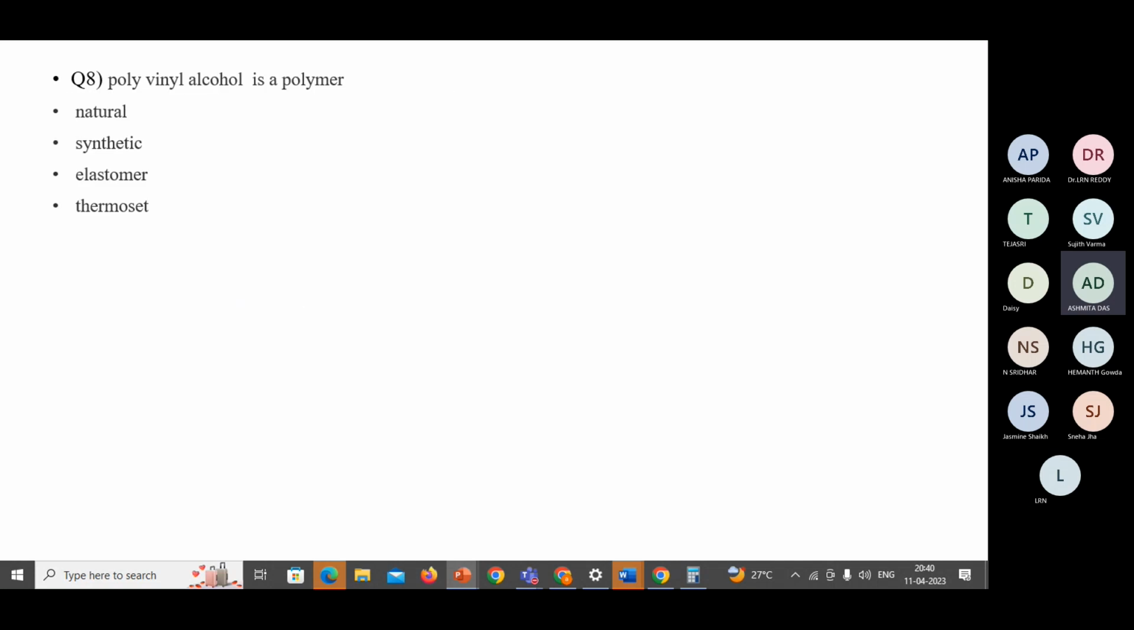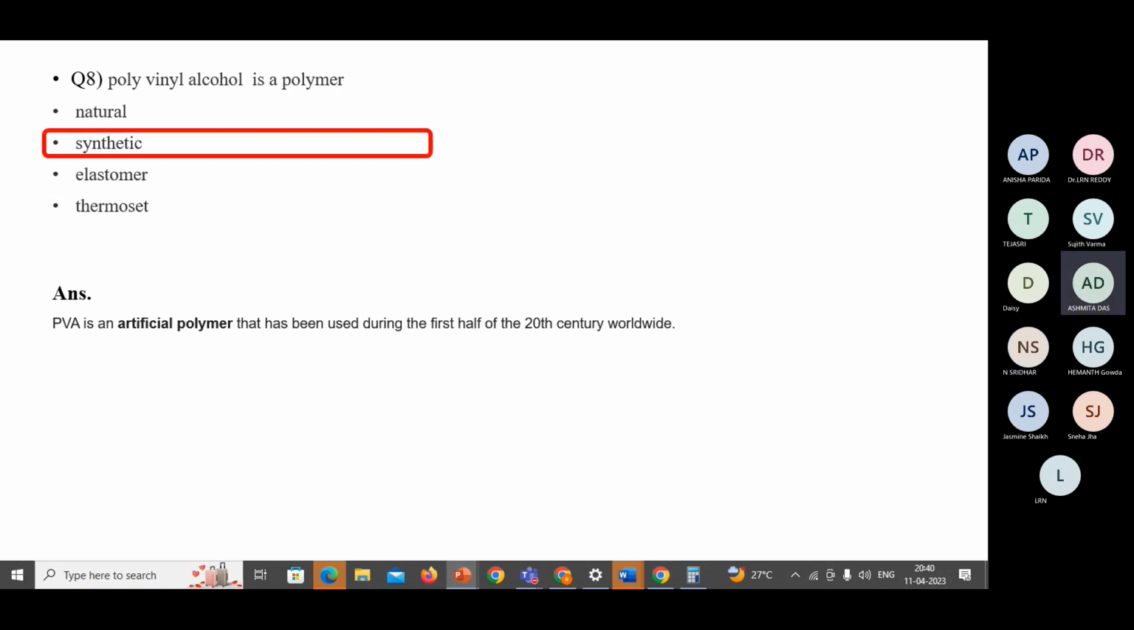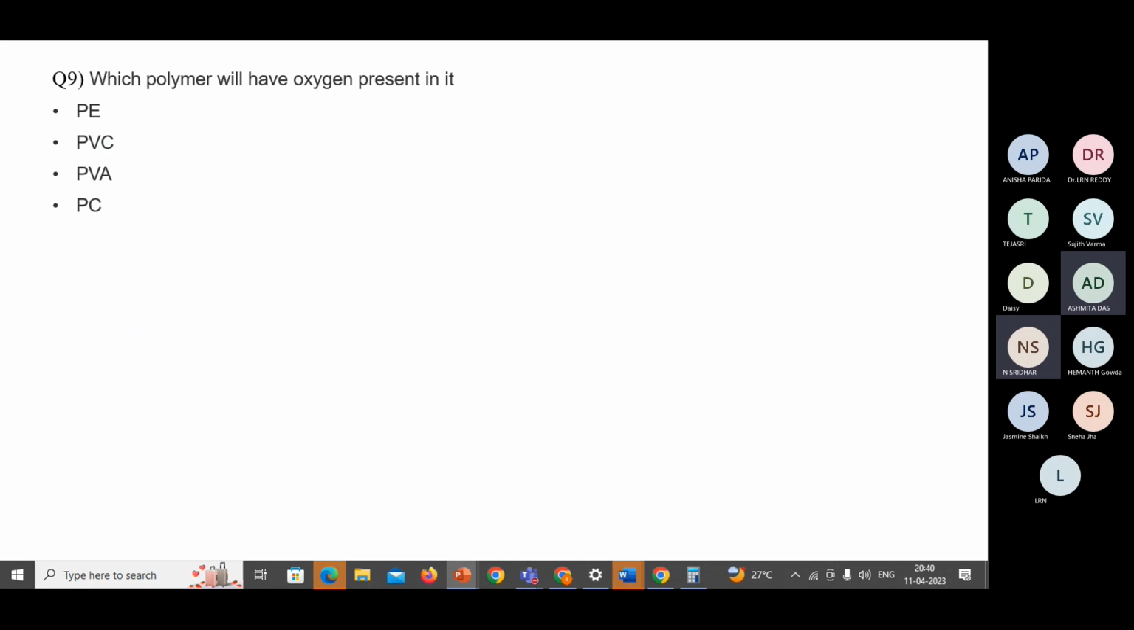Now moving to the next question. Polyvinyl alcohol is a polymer. Synthetic polymer, ma'am. Yes. The correct answer is synthetic polymer. PVA is basically an artificial polymer that had been used during the first half of the 20th century worldwide. Now moving to the next question.